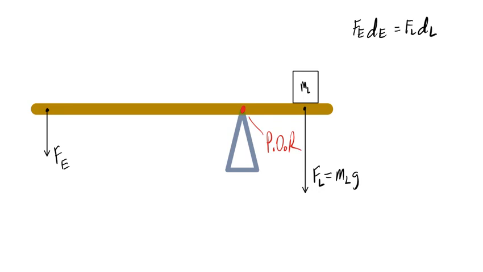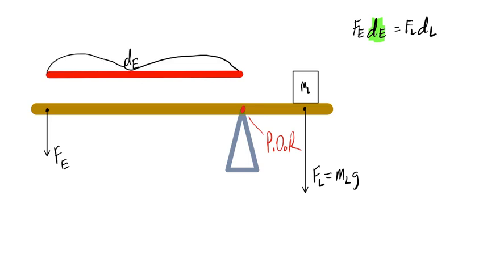So let's talk about how we measure the effort distance. The effort distance is the distance between where the effort force is applied to where the fulcrum is. We'll change that color so it's a little bit clearer. All right, so from this point to the point of rotation, that length there would be the effort distance. Now the load distance, that one is measured from where the load is located to the point of rotation. So this length right here would be the distance for the load.